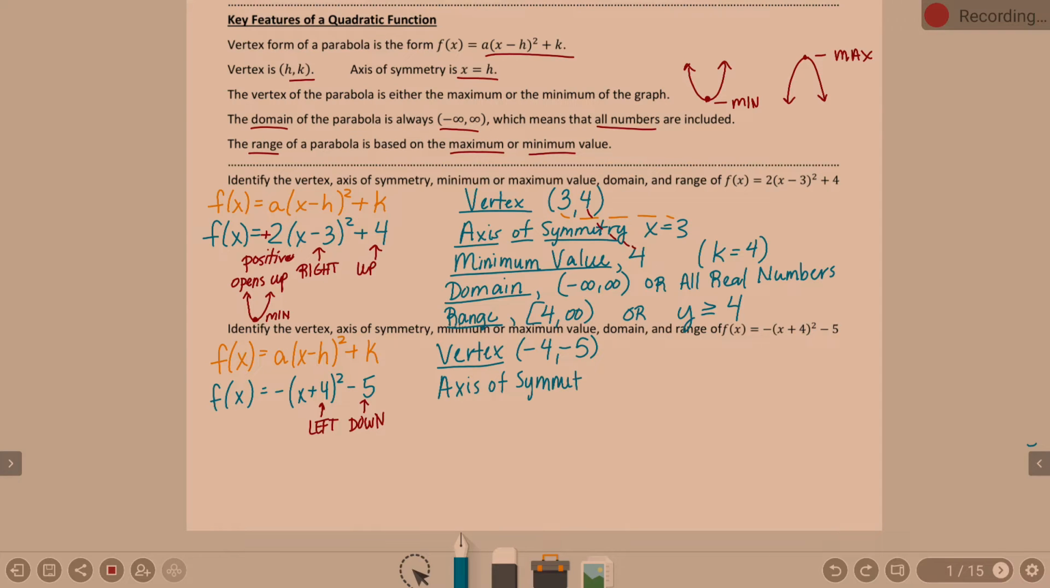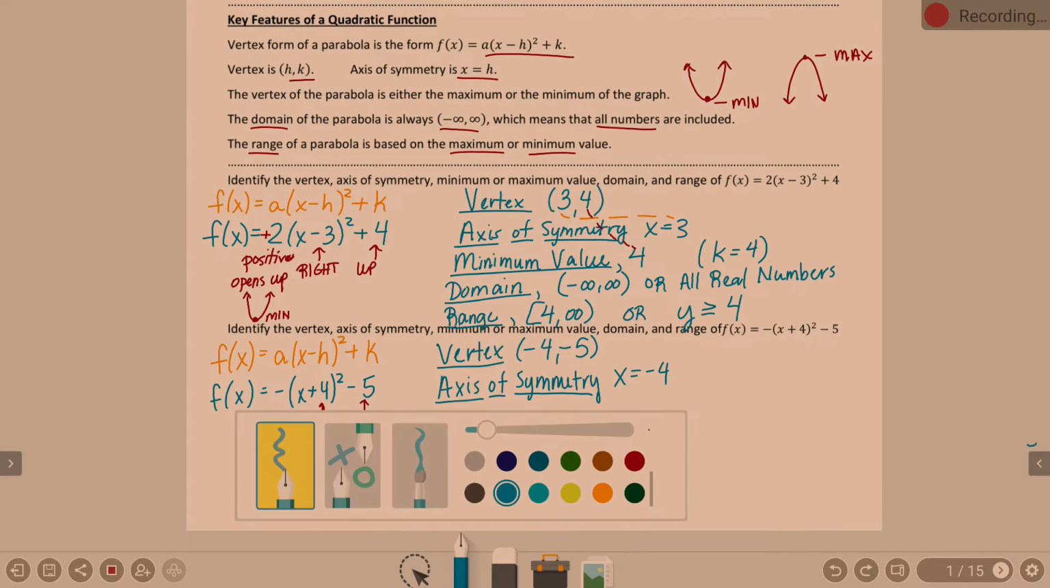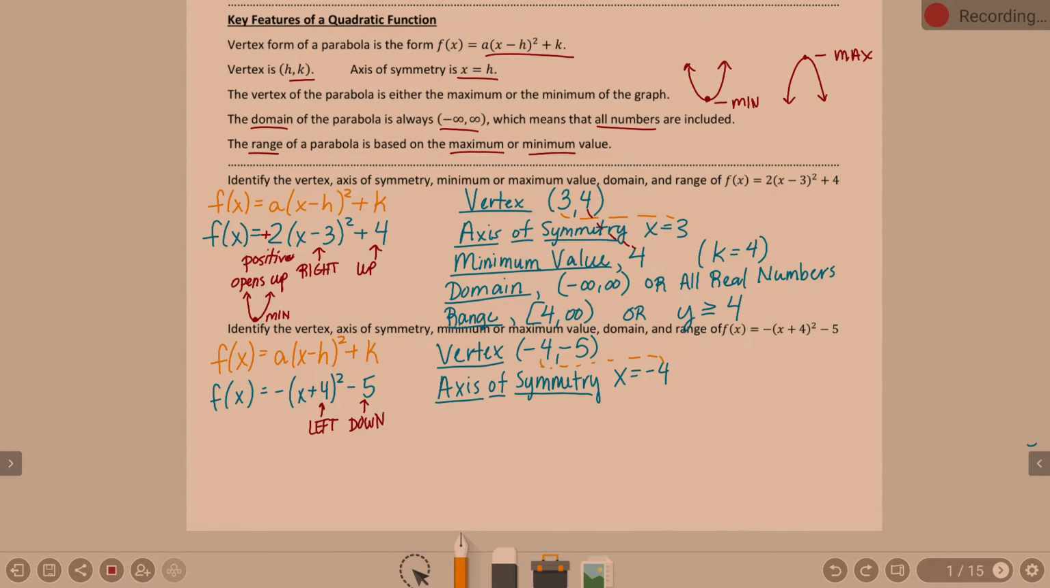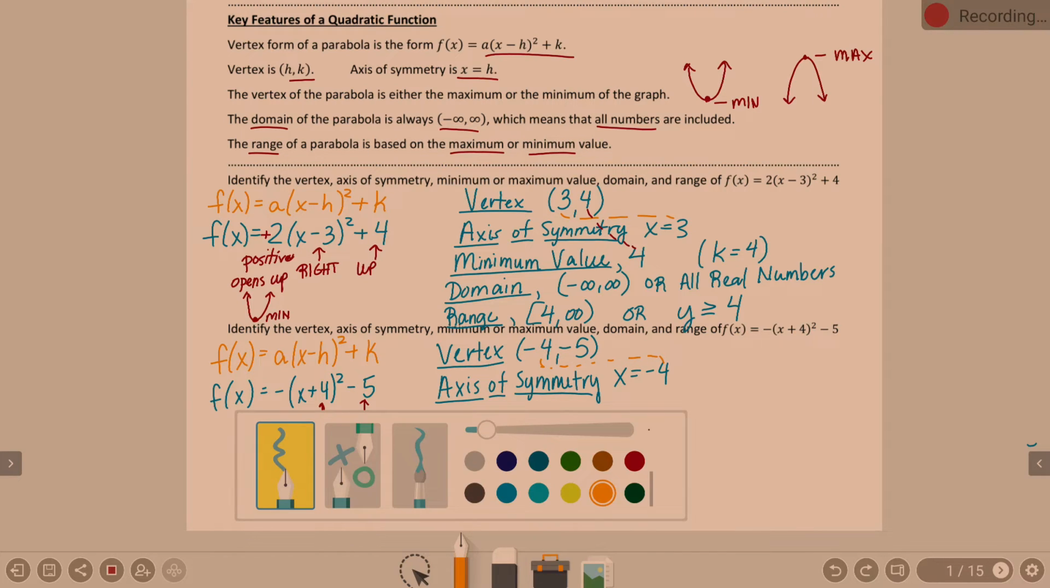X equals negative 4. I reminded you guys yesterday that that axis of symmetry is still the first number in the ordered pair of the vertex, right? Yep. Hasn't changed. Old news, it's always going to be that way. So there is that connection there.